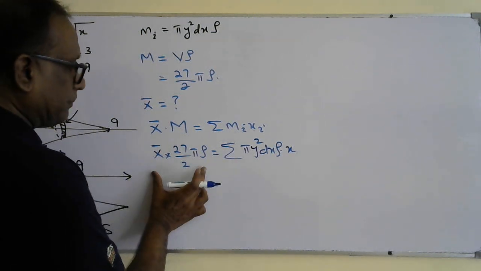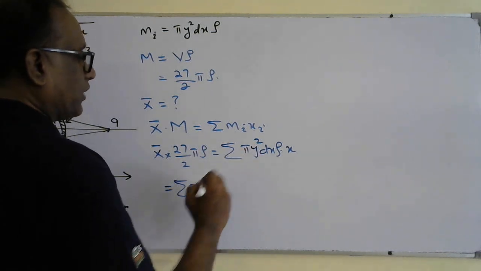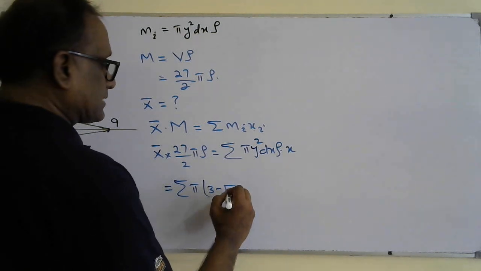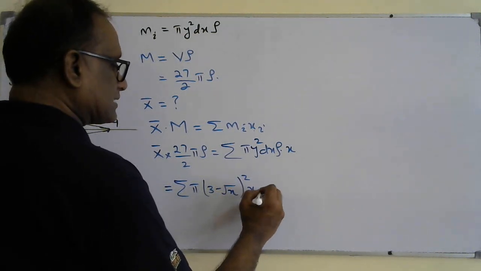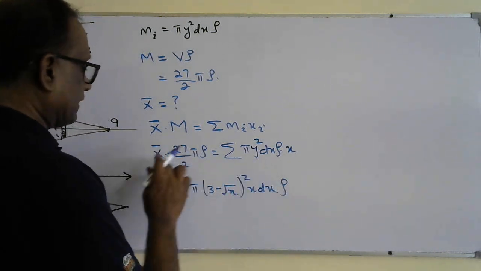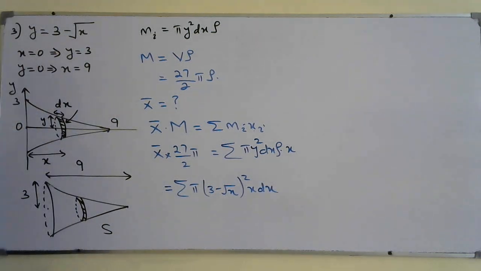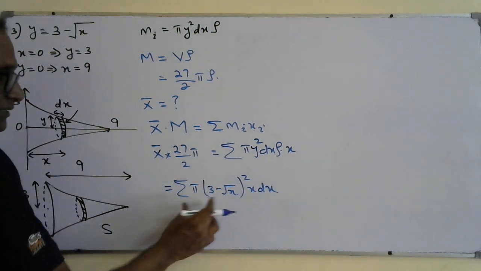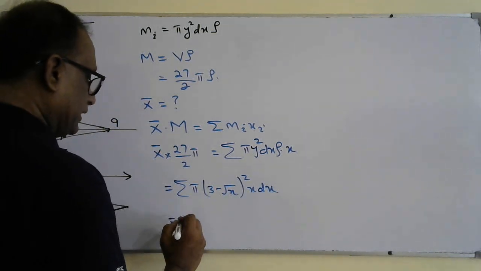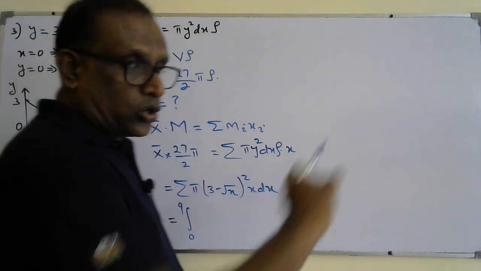Right, so solve that. Keep the left side the same. On the right, instead of y squared we substitute equation 3 minus root x, all squared, times x, dx, rho. But this rho and this rho will get cancelled. Whenever there's a summation with a variable, you know that's going to be the integration from 0 to 9, the limits, because x goes from 0 to 9 to get the whole volume of it.